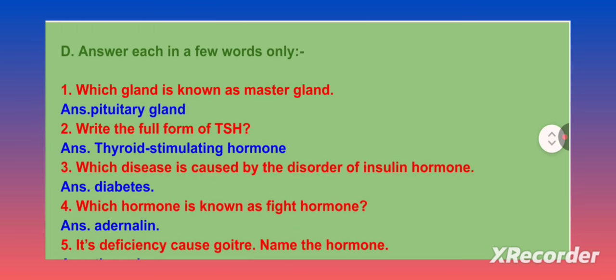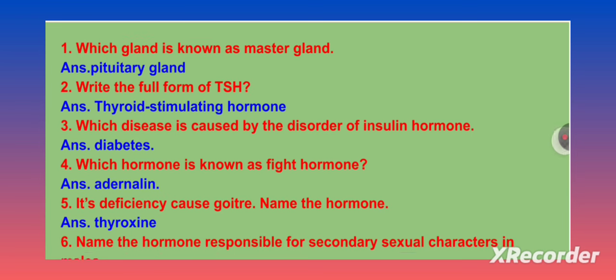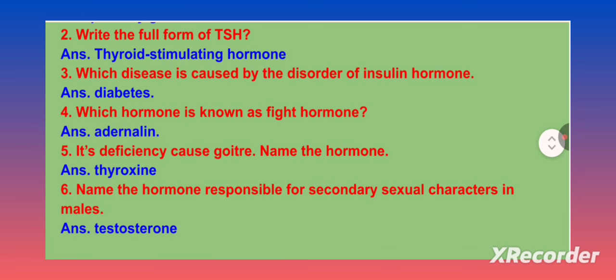Answer each in few words only. Which gland is known as master gland? Pituitary gland. Write the full form of TSH. Thyroid stimulating hormone. Which disease is caused by the disorder of insulin hormone? Diabetes.